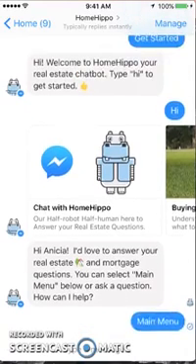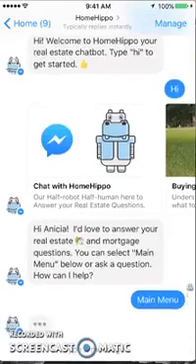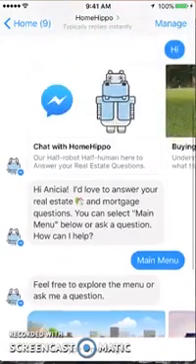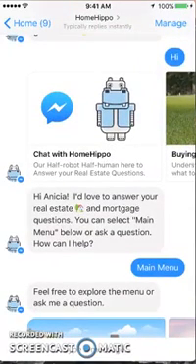All right, so let's go to the main menu here. That's kind of a strange way of doing it. I probably would not have those because they look like categories to choose from, possible articles to read. I probably would change that if I were the person behind HomeHippo. I would probably change that and eliminate that completely because it's confusing.